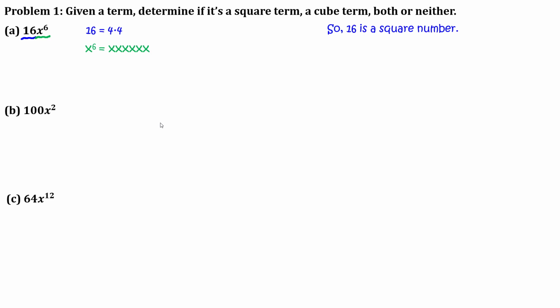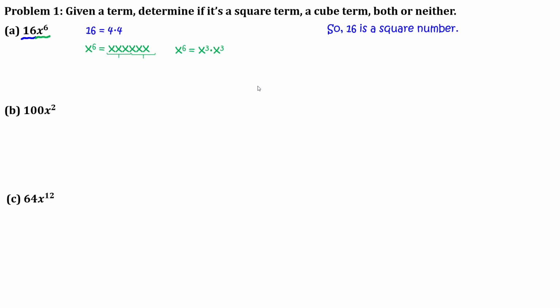Is it a square term, variable part? Well, you can split it into two groups of identical factors, right? x cubed is here, x cubed is here. So I can write x to the 6th as x cubed times x cubed. And then remember, you add powers when you multiply. So x to the 6th is a square term.